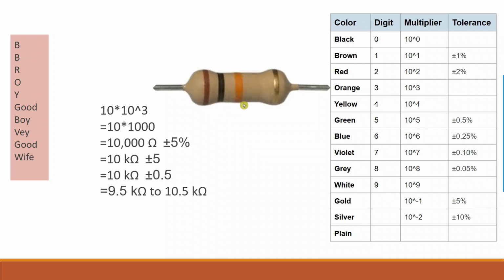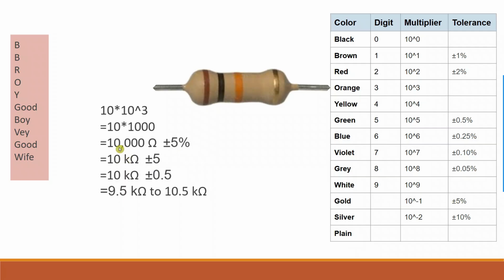What is the multiplier of orange? 10 to the power 3. So 10 into 10 to the power 3 means 10 into 1000, equal to 10,000. And what is the tolerance of this resistor? What is the tolerance of gold? 5%. 5% means what is the 5% of 10,000?